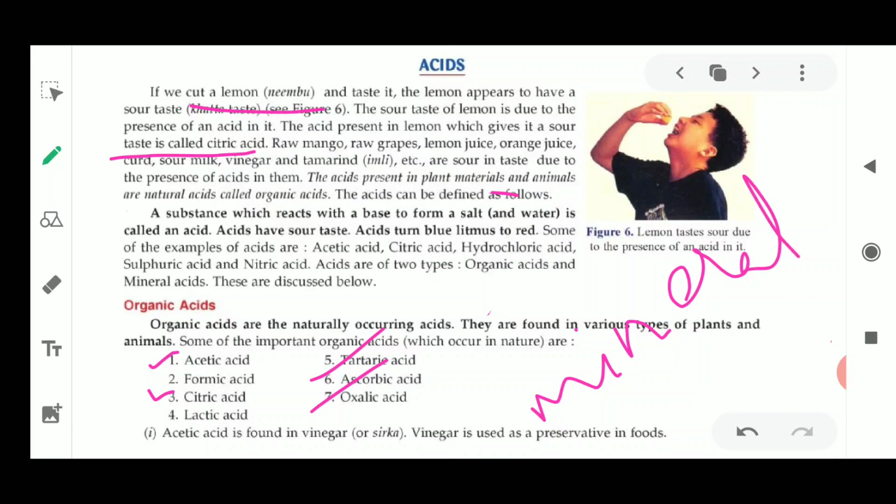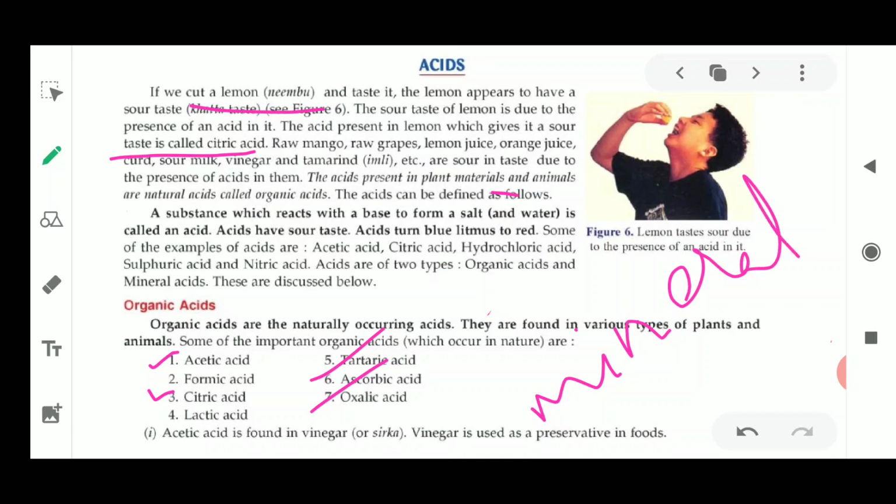And those which are obtained from plants and animal products are known as organic acids. They are obtained from living things, so they are organic, and if they are found from non-living things, from the earth's soil or crust, they are known as mineral acids. They are trapped between the rocks and formed from the rocks. So I have told you about two types of acids, organic as well as mineral acids.